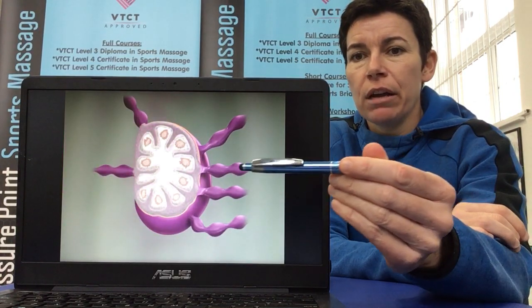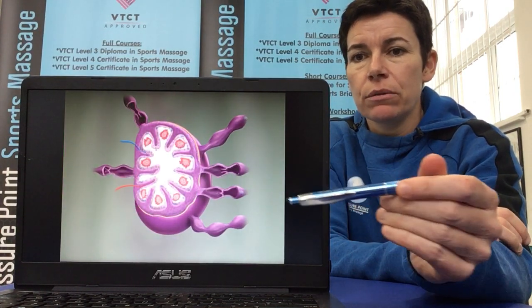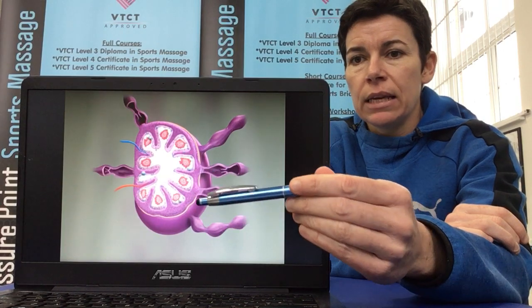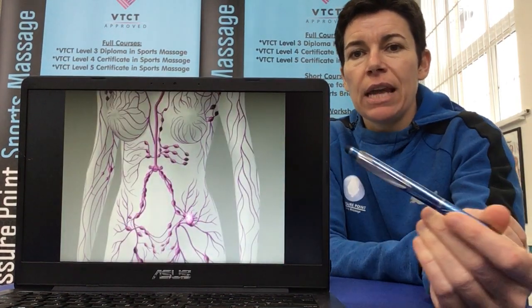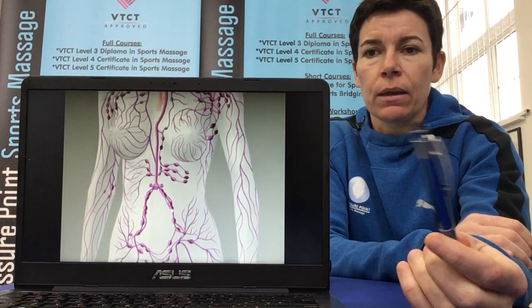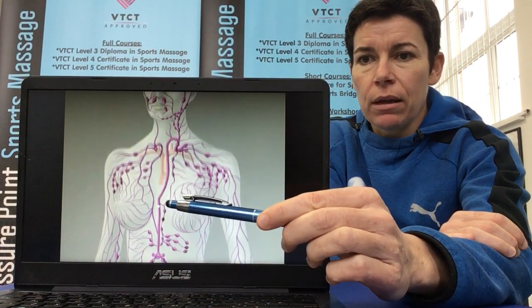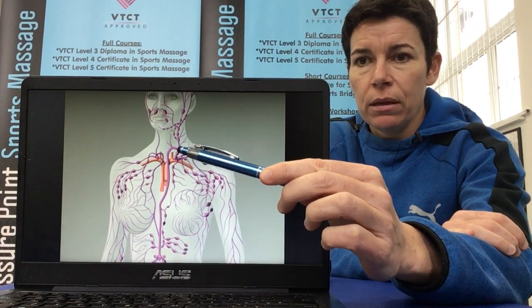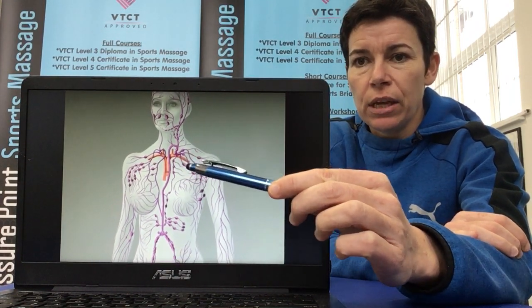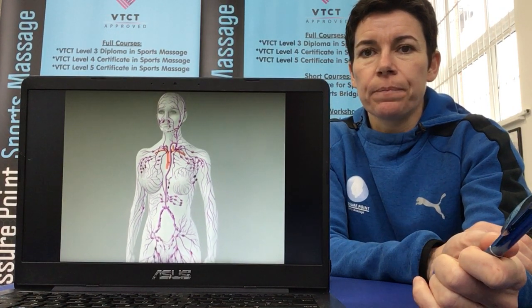So these are the arriving vessels, the afferent vessels. And then as it goes inside this lymph node, it's filtered and cleaned and passes out through the efferent vessel. As it works its way back through these slightly larger structures, that would be a lymph duct at the top here, before it returns to the cardiovascular system.